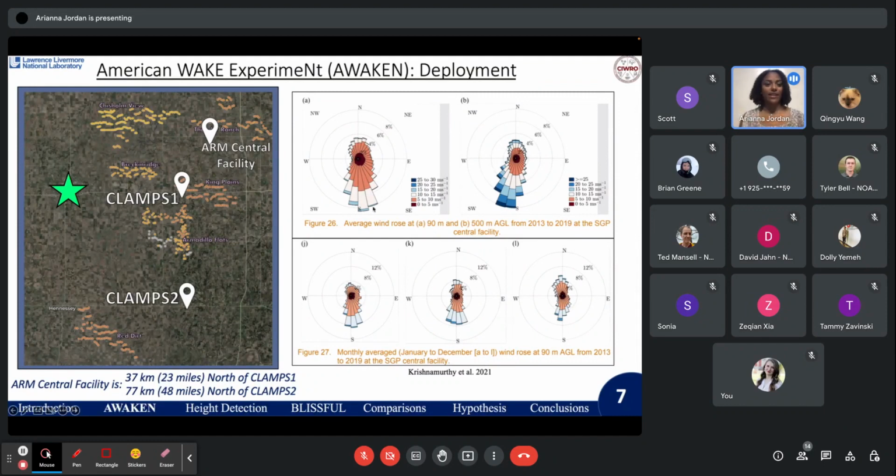climatologies of wind roses that were taken at the main ARM central facility. So Clamps 2 is at the ARM site E36, and up here is the main ARM central facility for the Southern Great Plains. So that's where these wind roses come from. What you can see here is the average wind at 90 meters and 500 meters from 2013 to 2019. We can see it's predominantly southerly flow, especially at 90 meters. At 500 meters, there is a little bit of southwesterly flow too, in the upper levels.